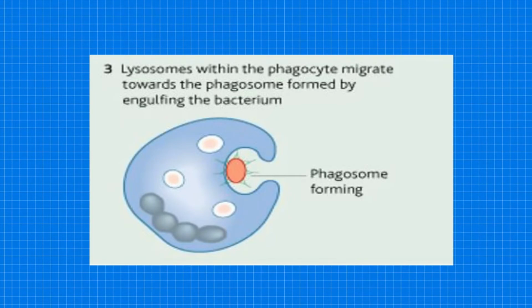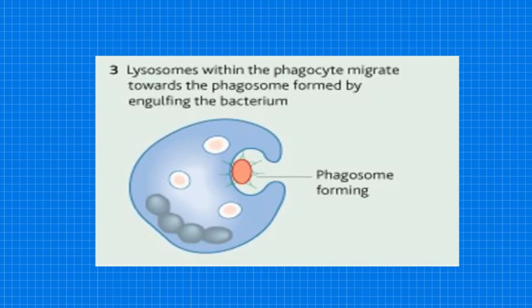So now the cytoplasm of the phagocyte moves round the pathogen and it starts to engulf it. And something called a lysosome, which you would have learnt about when we looked at cell ultrastructure. So lysosomes here then move towards the phagosome that is forming here by the engulfing of the bacterium. Now the phagosome is a form of a vesicle, and it's just known as a phagosome, but it is a vesicle.